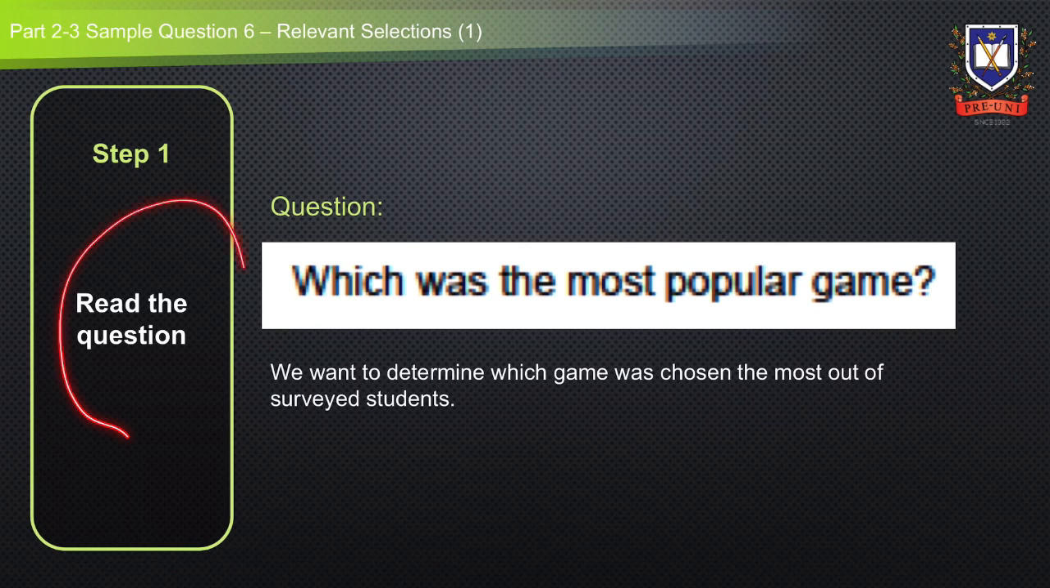The first step is to read the question and determine what it is asking. Since it is asking us which was the most popular game, we want to determine which game was chosen the most out of the surveyed students.